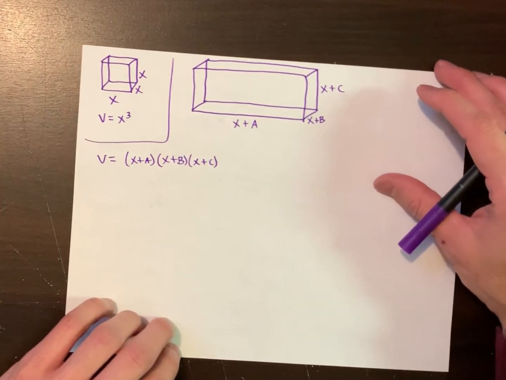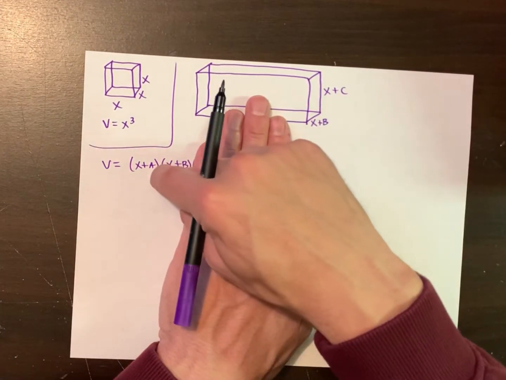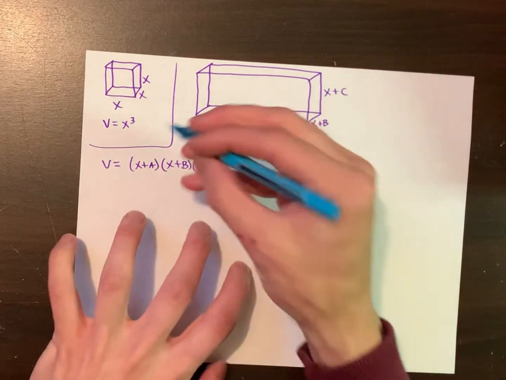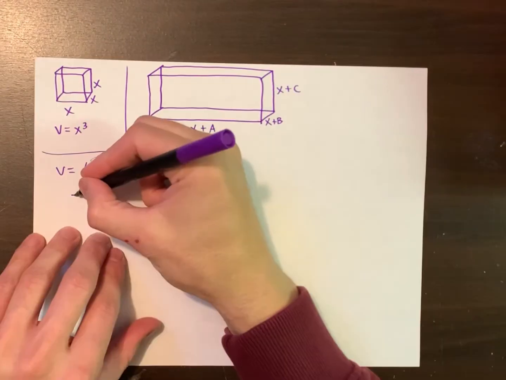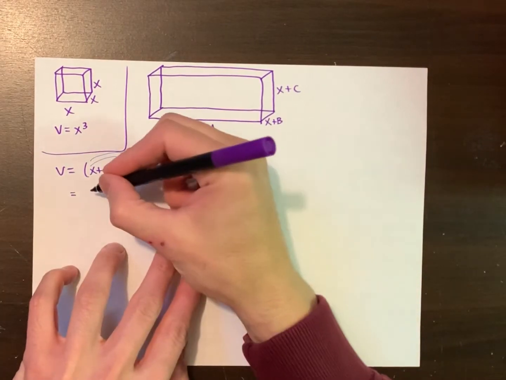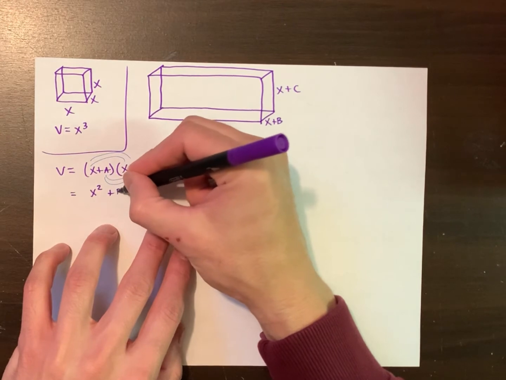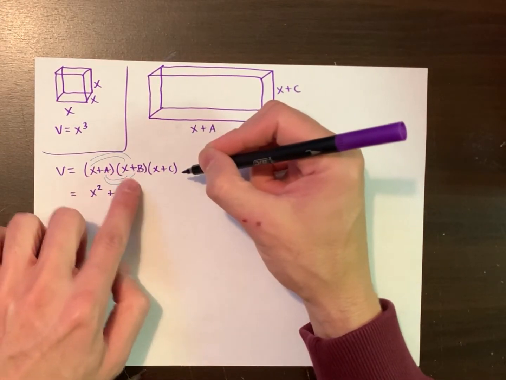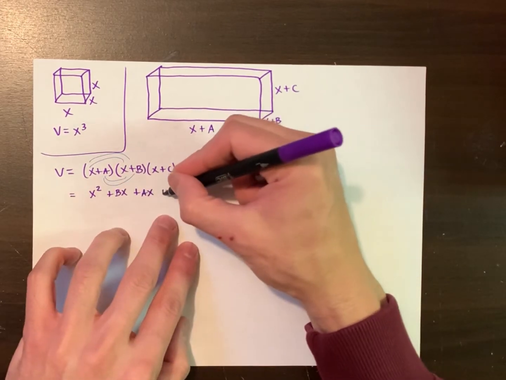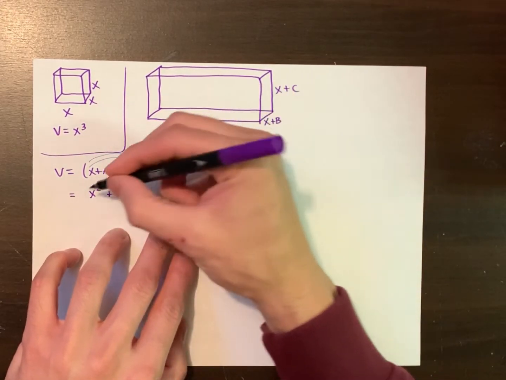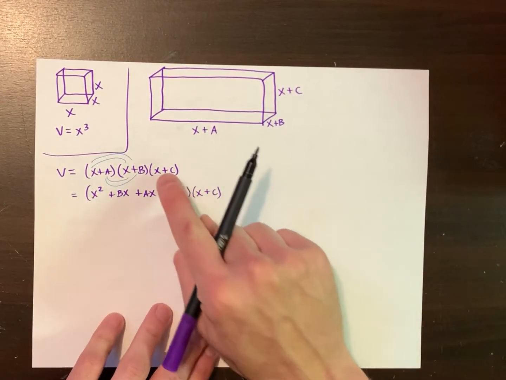So here's what I'm going to do. I'm going to multiply this out. So I'm going to look at these two pieces first, and let's see what happens. So let's do this here, which is called the distributive property. So let's see. X times x is x squared. X times b is bx. A times x is ax, and then a times b is ab. Keep that in parentheses. And we still have to multiply it with x plus c.